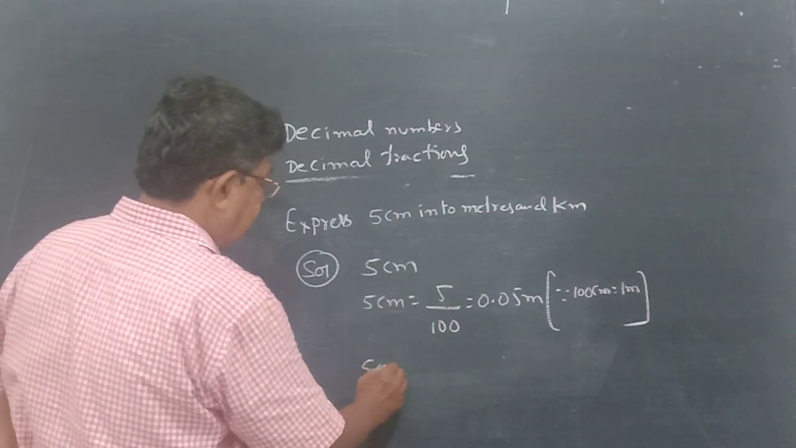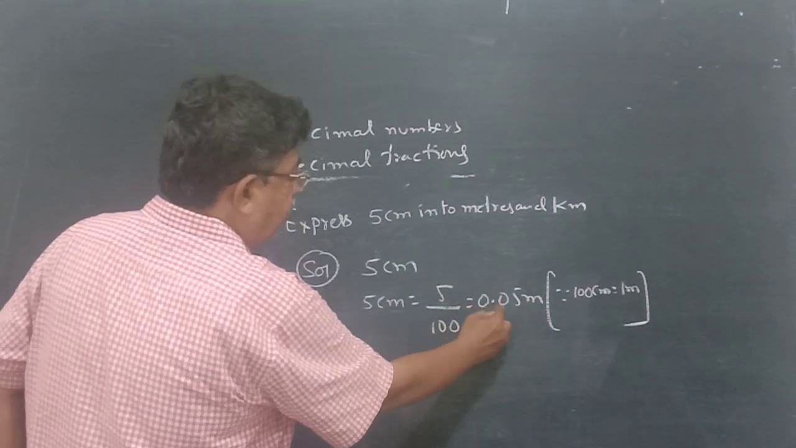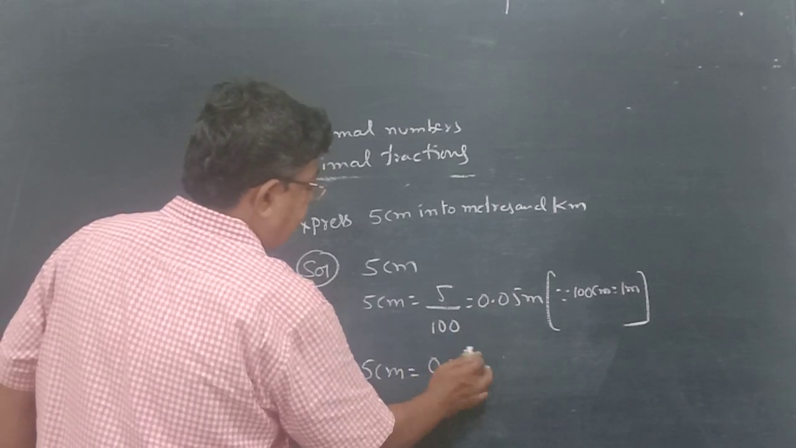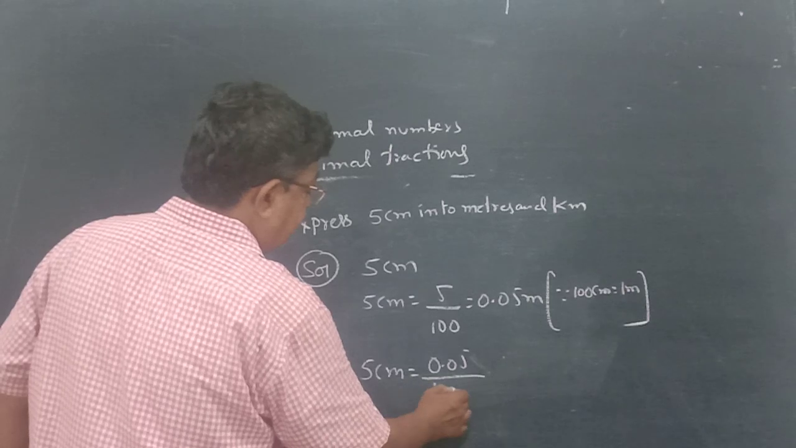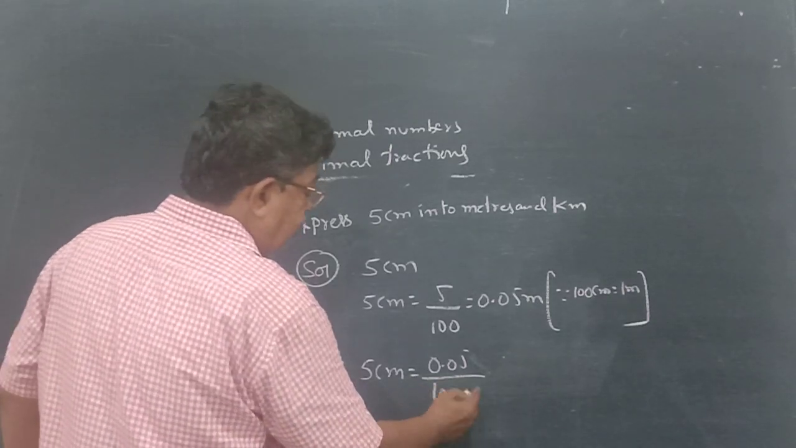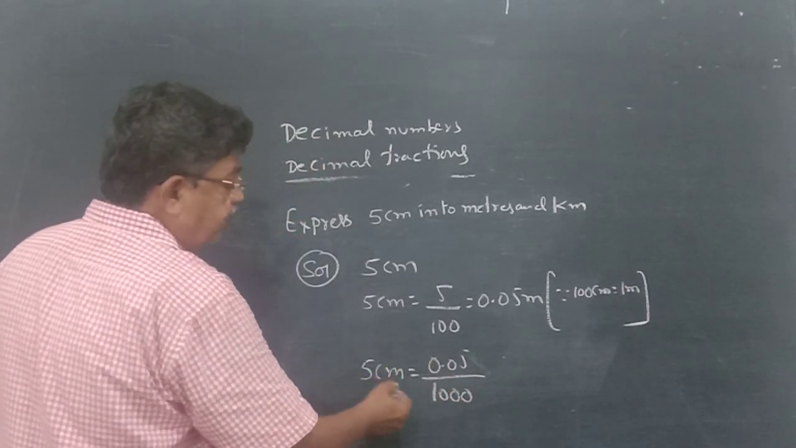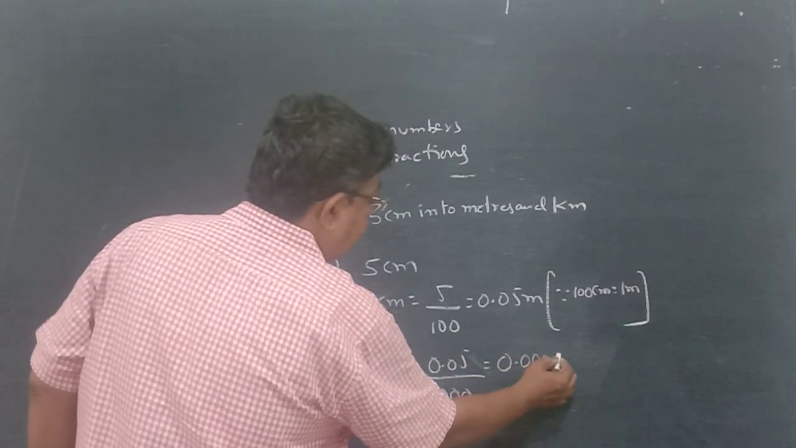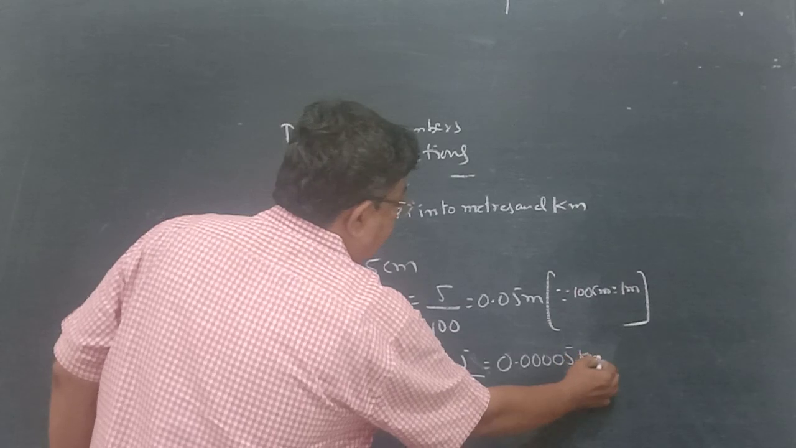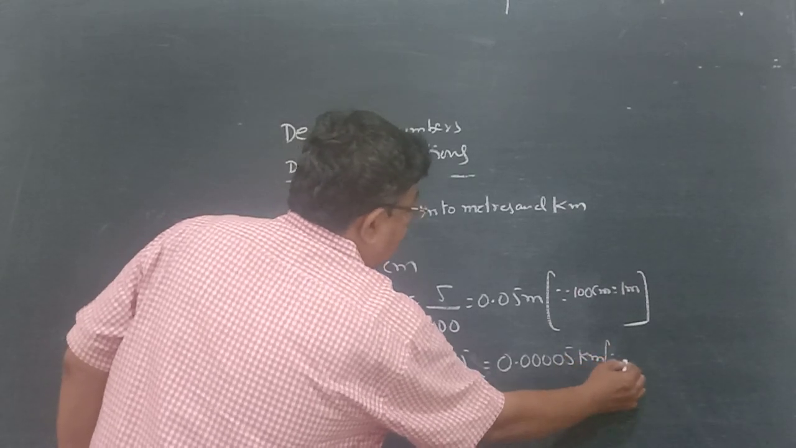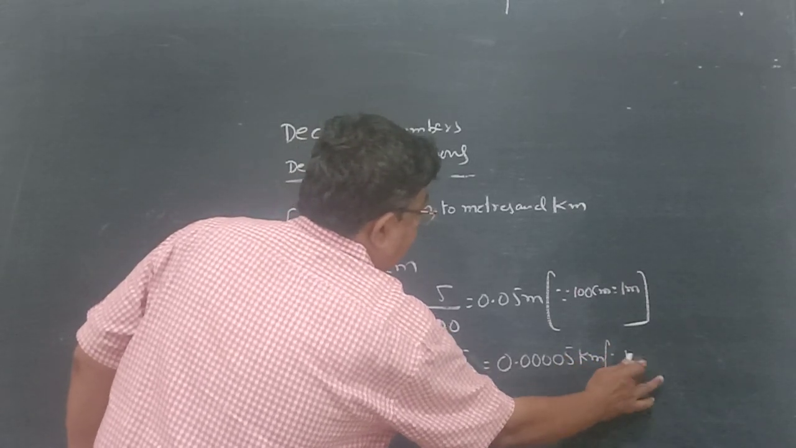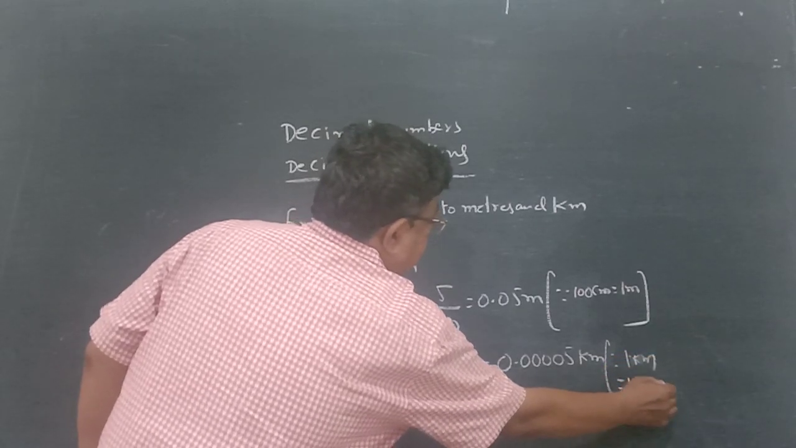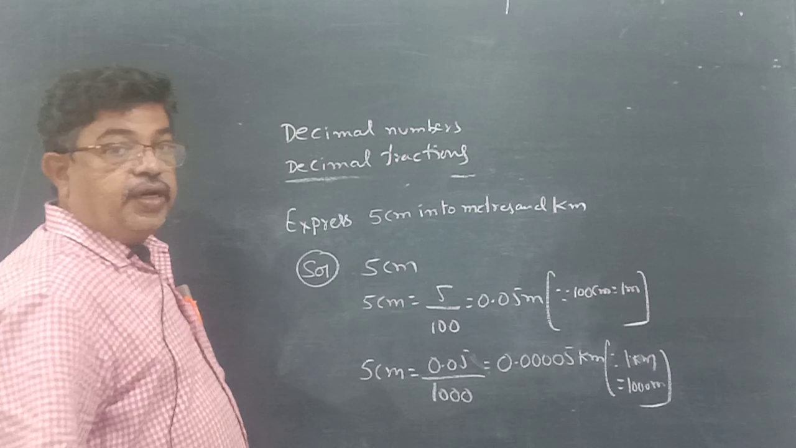Now 5 centimeters is equal to, how much you got it? 0.05 meters divided by 1000. Now again the point should come 3 places before. So you got 0.00005 kilometers. Since 1 kilometer equal to 1000 meters. 1 kilometer equal to 1000 meters.